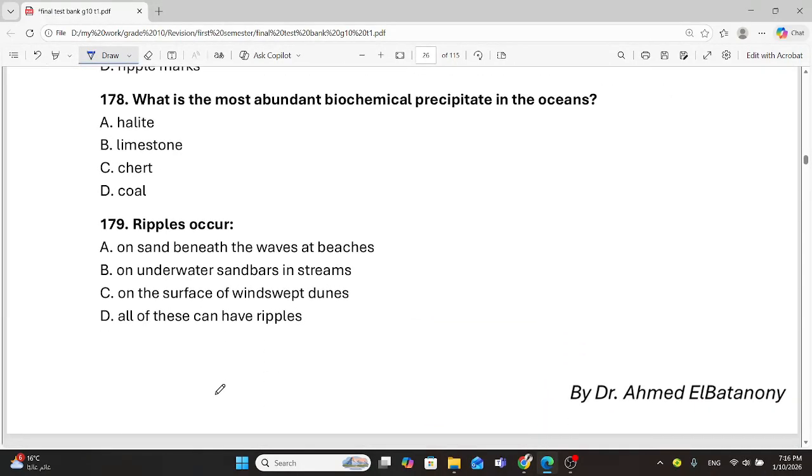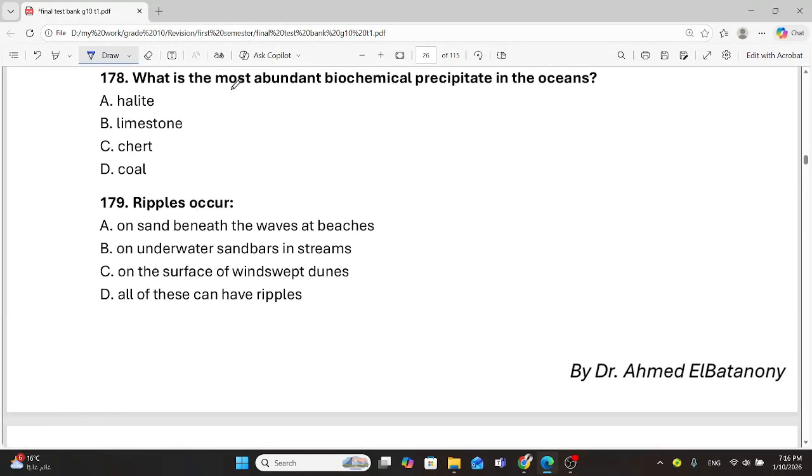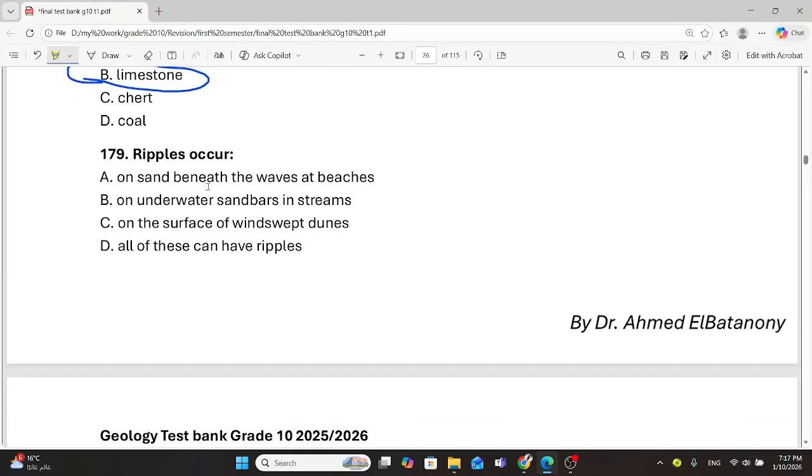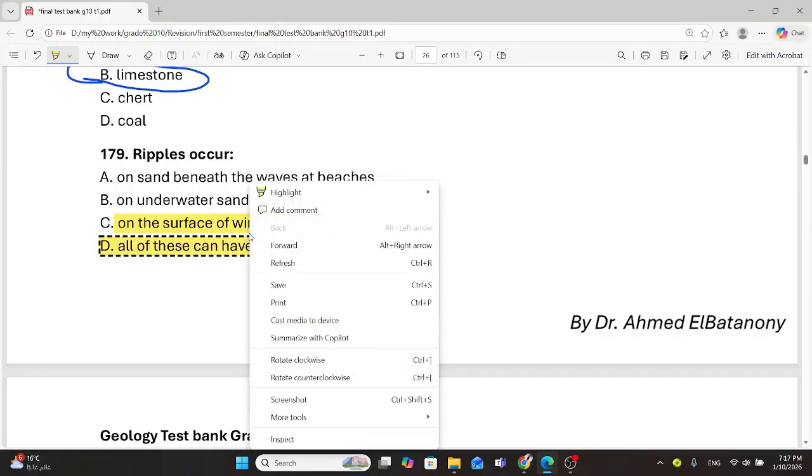What is the most abundant biochemical precipitate in the ocean? Limestone. Ripples occur on sand beneath the waves at a beach, on underwater sandbars and streams, on the surface of wind-swept dunes, or all of these can have ripples? The right answer is that all of these can have ripples.